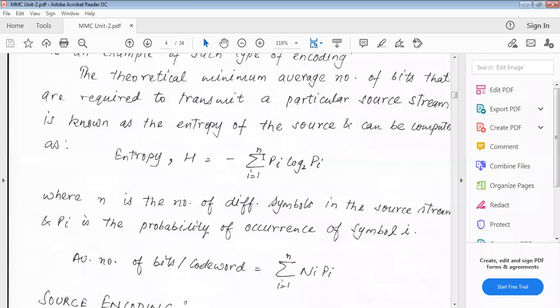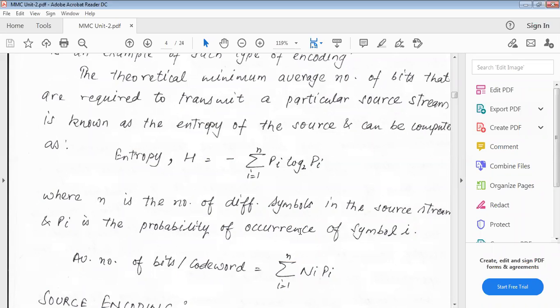H is equal to minus the summation from i equals 1 to n of p_i log base 2 of p_i, where p is the probability of occurrence of the symbol, and n is the number of different symbols in the source stream. Symbols may be characters, or binary digits, or some digits. That is what we call symbols.